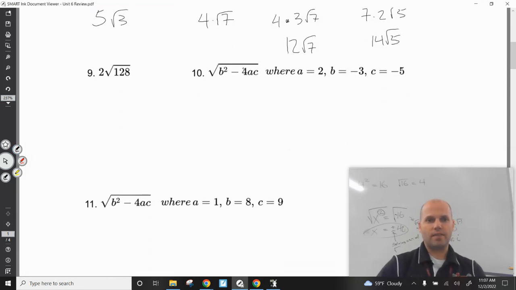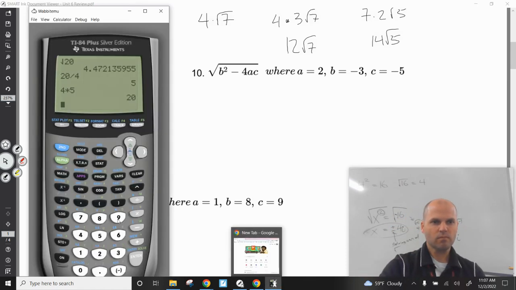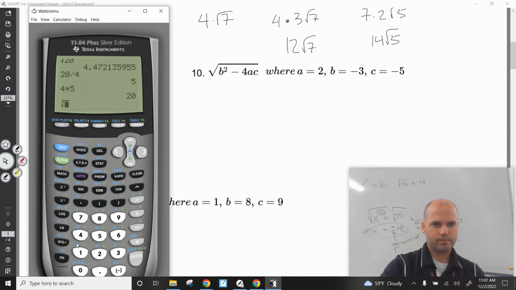2 root 128. And then we got these. Now, this shows up in the quadratic formula. So all we're going to do for 10 and 11 is just practice doing this part of the quadratic formula. Square root of 128. Can I take the square root of 128? Nope.